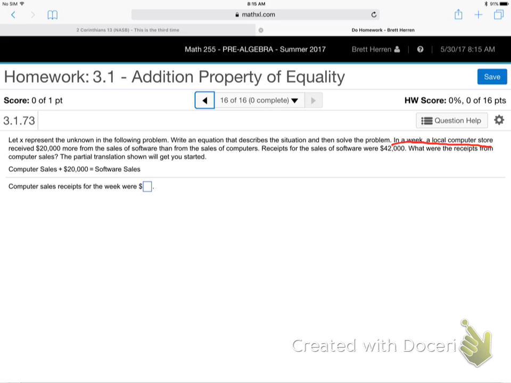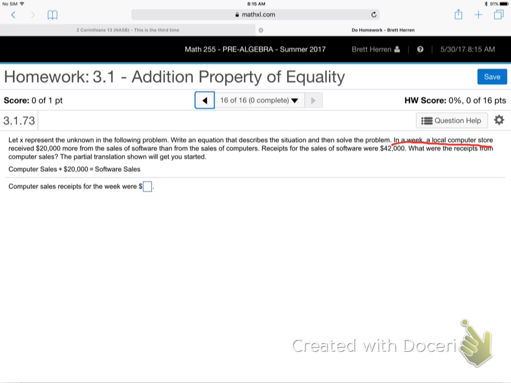So computer sales is x, right? Yeah, computer sales is x. Well, in the end, they just want the answer. So I'm not going to use that. Again, this is another one. This is overkill. This is a pretty simple little question.